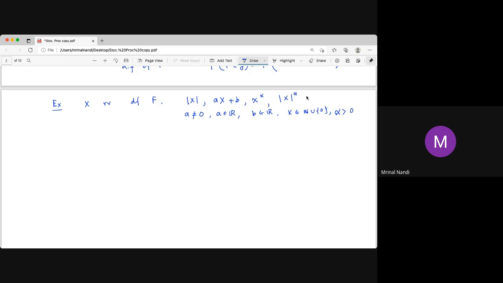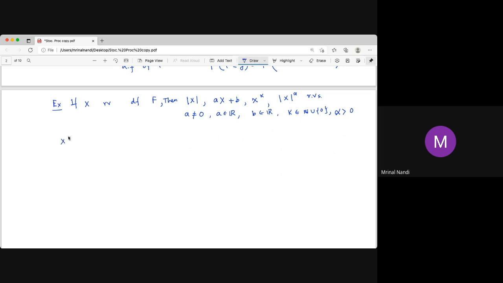Then all four types are random variables. So how do you prove that all four are random variables? To prove it, we have to define one function.